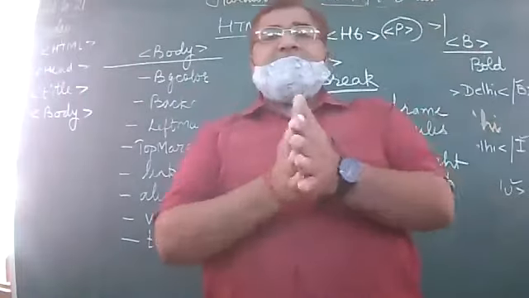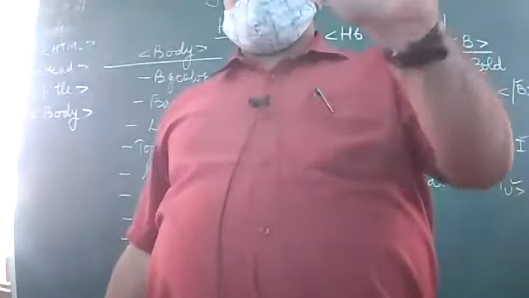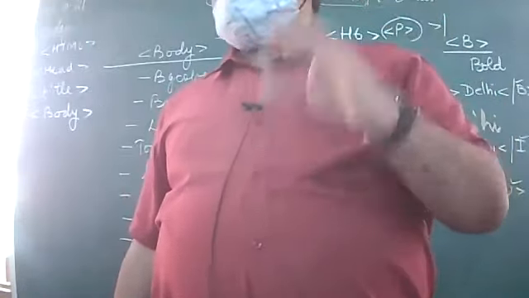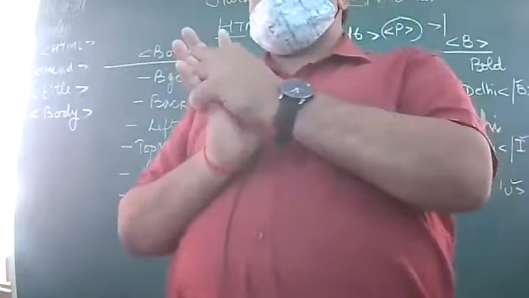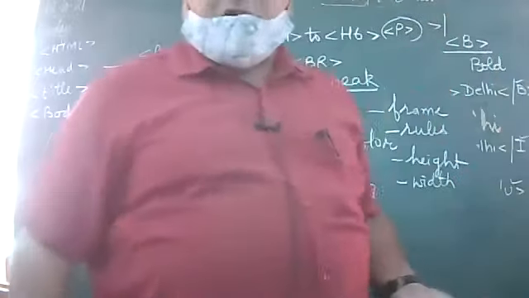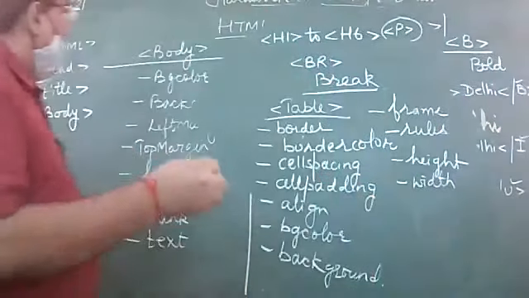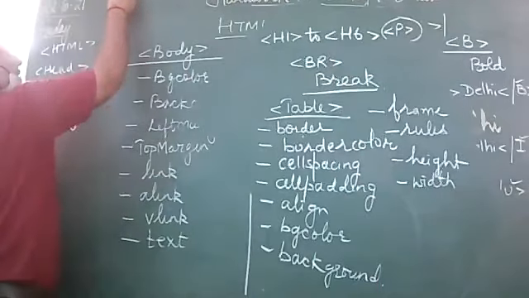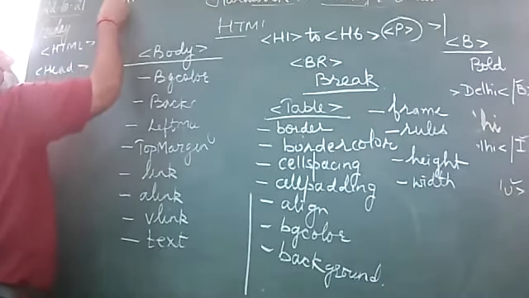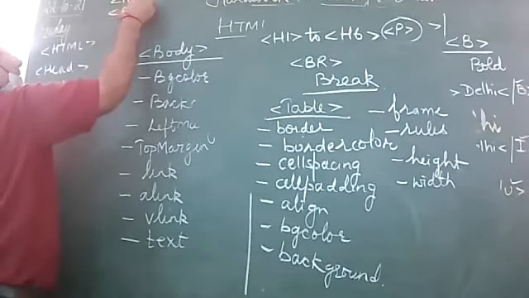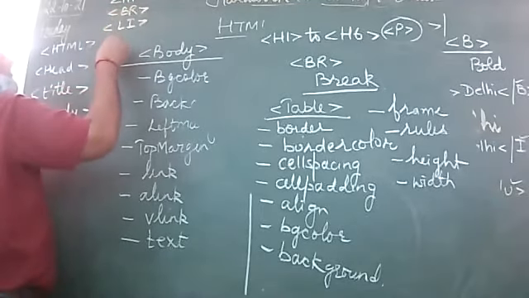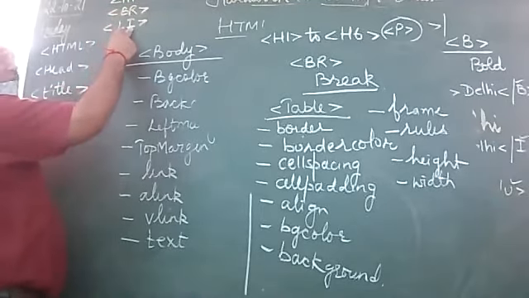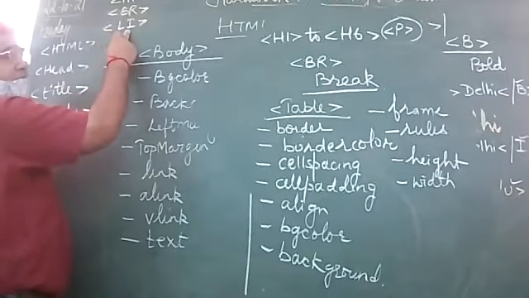What are container tags? The tags which have opening as well as closing. What are empty tags? The tags which only have opening but no closing. What are the examples of empty tag? HR, BR, LI, list item.